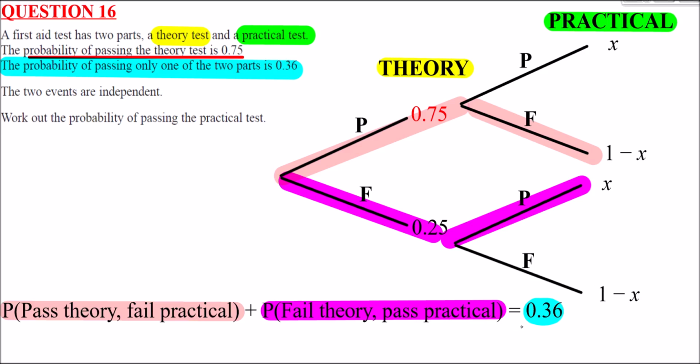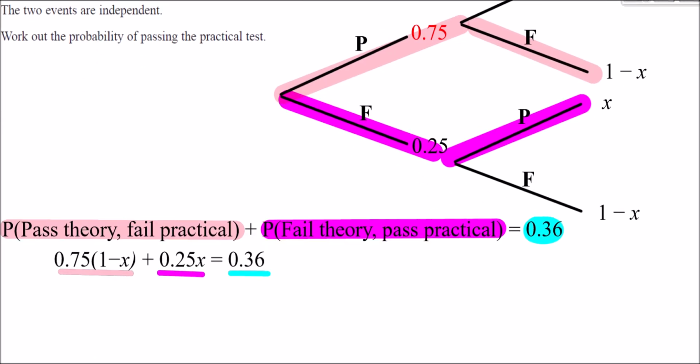And as we should know with tree diagrams, to work out the probabilities at the end, we multiply along the branches. So the probability of passing the theory then failing the practical will be 0.75 multiplied by 1 minus x, and the chance of failing the theory then passing the practical will be this 0.25 multiplied by an x. So if we go from this worded expression to something more mathematical, we can arrive at this. So 0.75 multiplied by 1 minus x plus 0.25x equals 0.36. We can now just expand these brackets, simplify and solve for x, where x is the probability of passing this practical, which is obviously what we want to find.